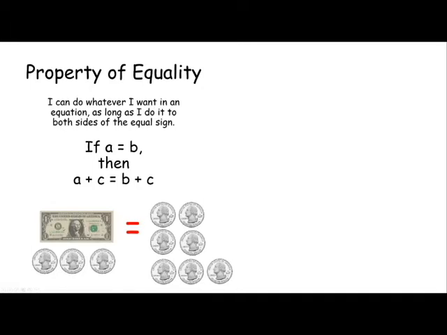If I had $1 over here and $1 over here, and I began to subtract things, as long as I subtract the same amount from both sides, I'm always going to have equal amounts. That's the property of equality.